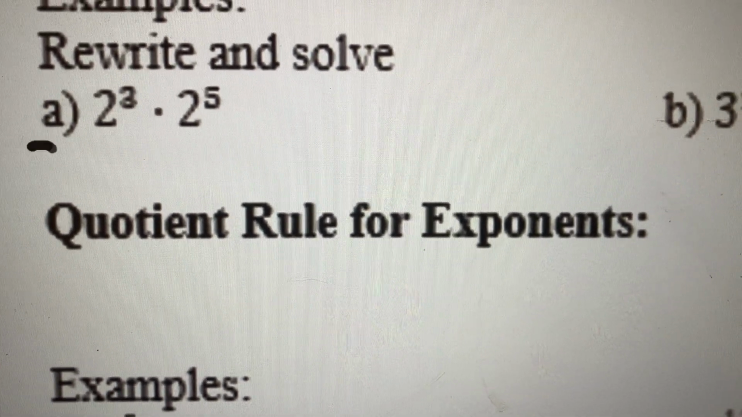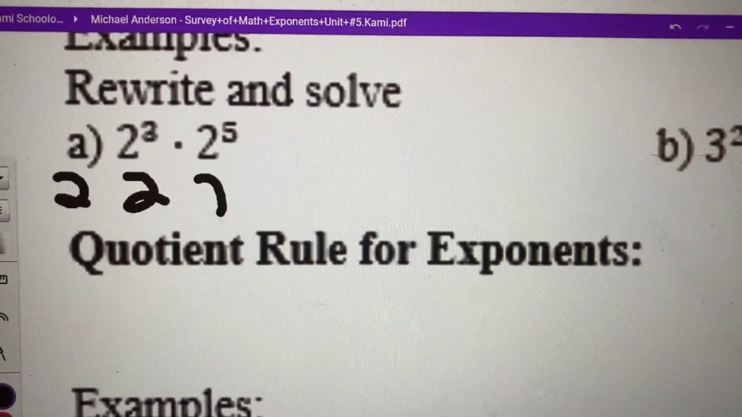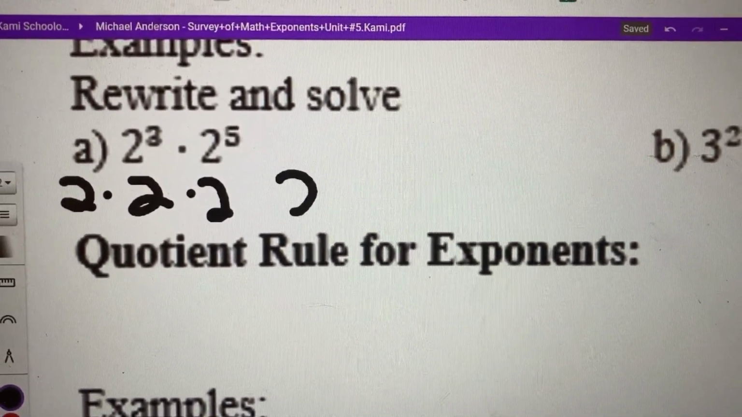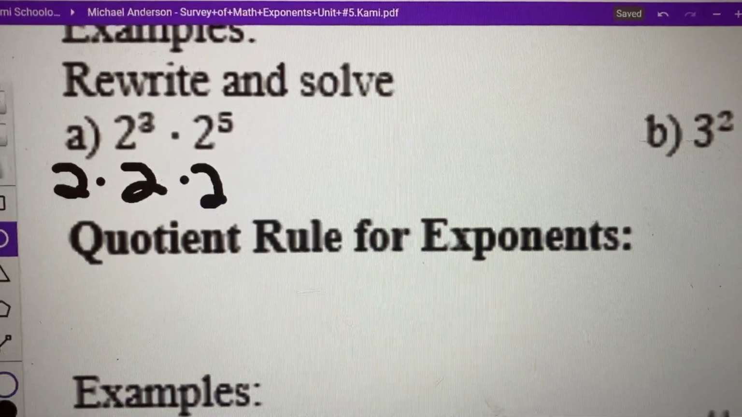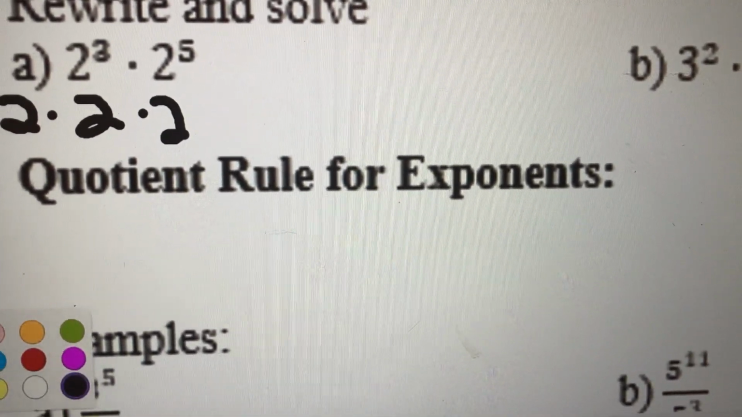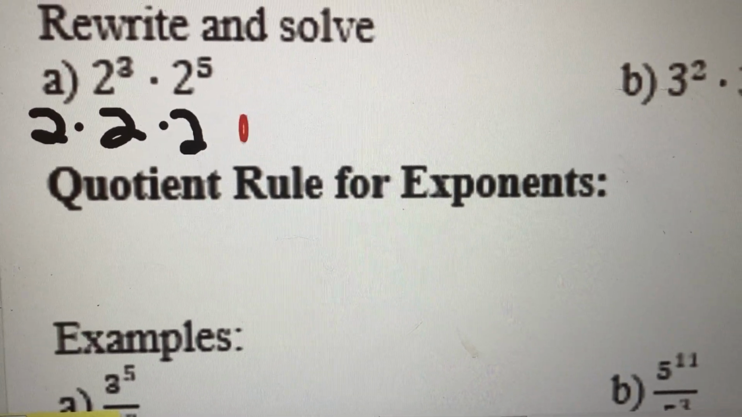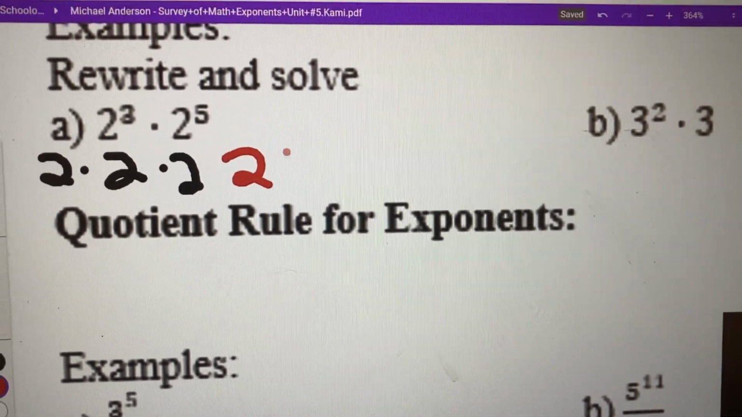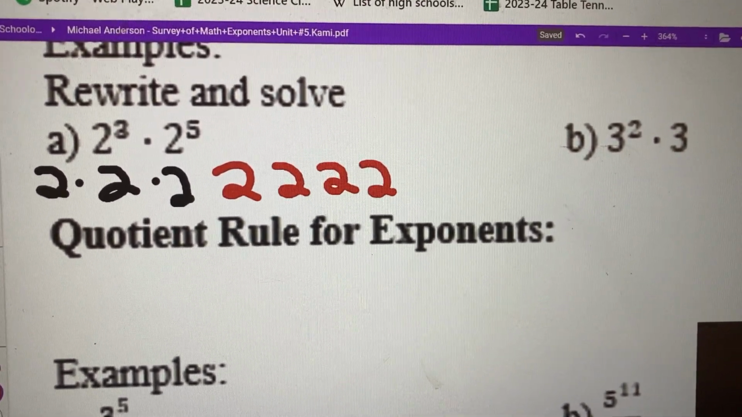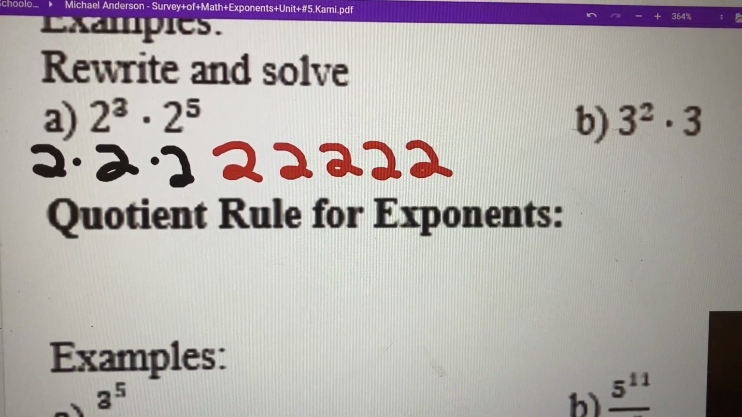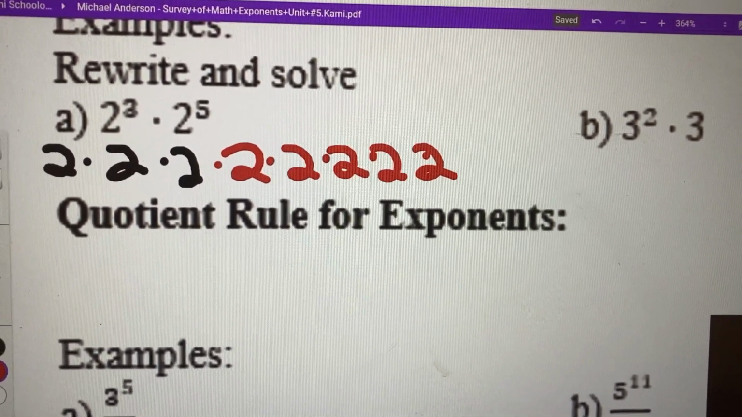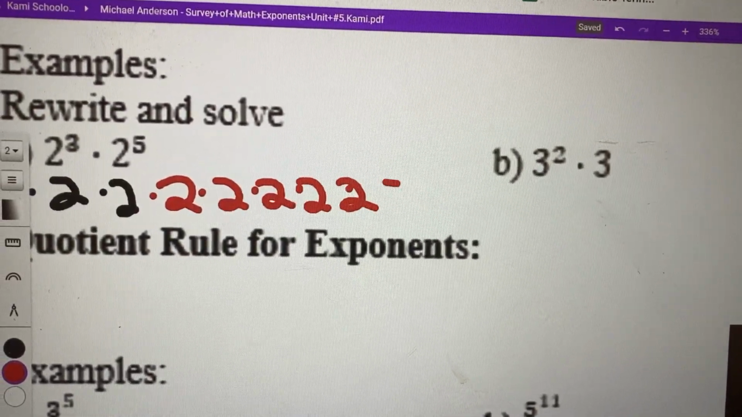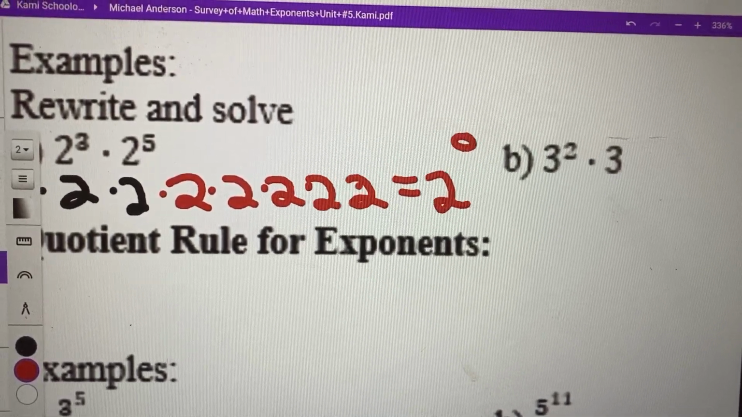2 to the third, that's 3 2s multiplied together. 2 to the fifth, that is 5 2s multiplied together. So when we multiply all these things together, we actually have 8 2s multiplied together. So that is going to be 2 to the 8th.